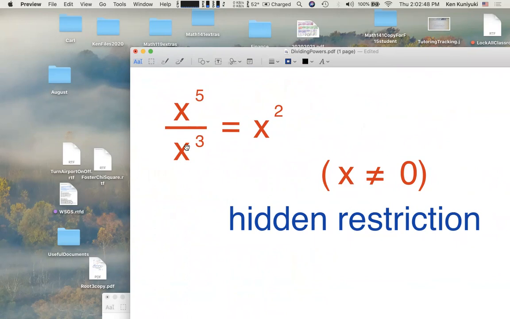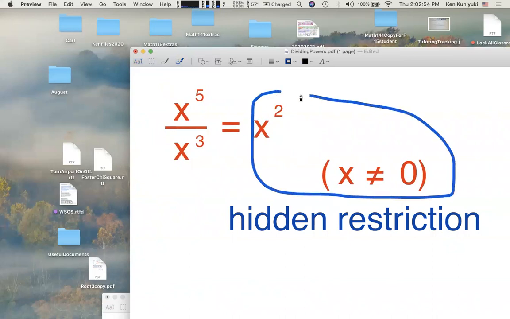But in order for these two expressions to be fully equivalent, we should really tie these two things together. X to the fifth divided by x to the third, you should really rewrite that as x squared, but remind us x cannot be 0, because it is not evident from this expression, x squared, that 0 is an illegal value for x. So that's when a restriction is hidden. If it's not clear that restriction applies here.